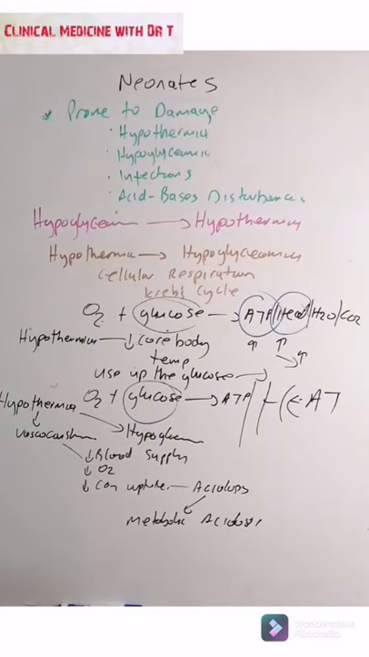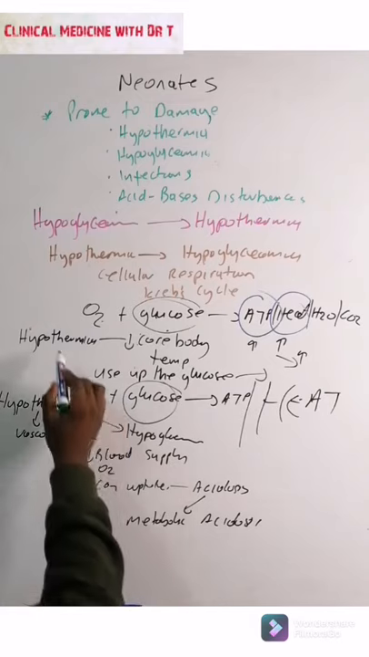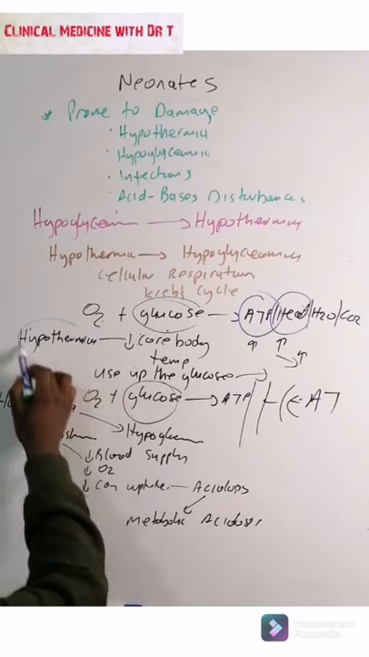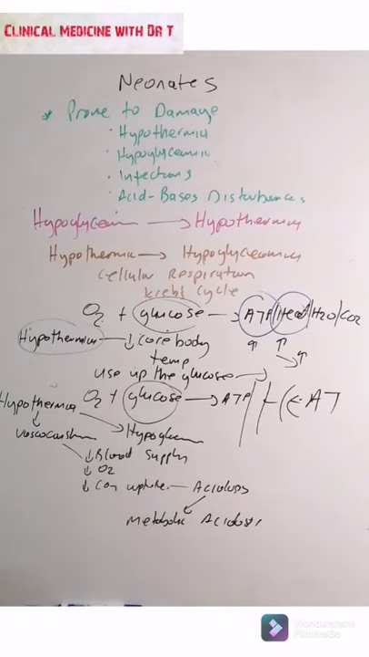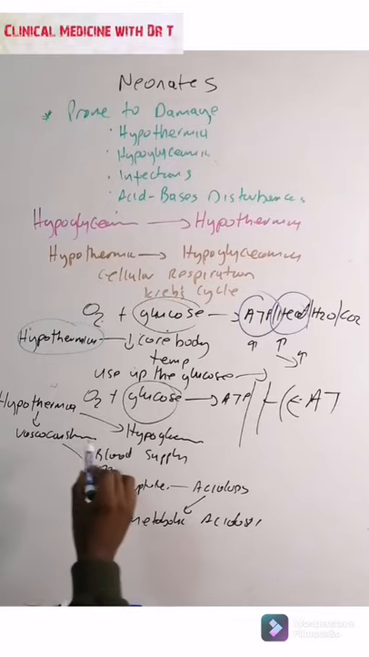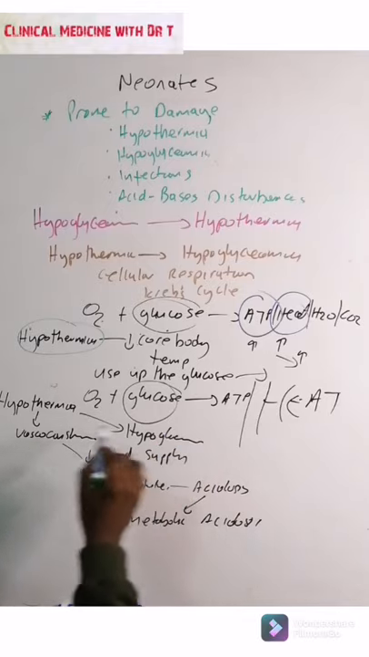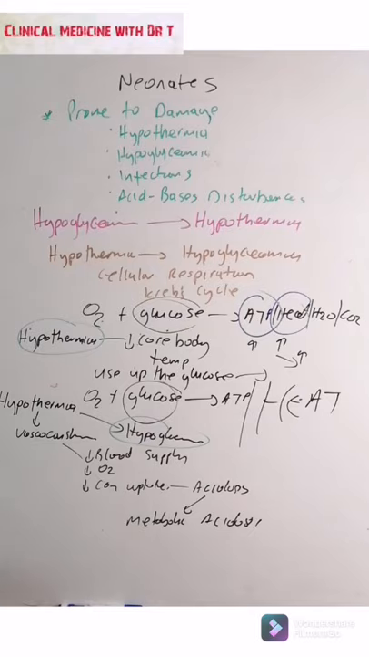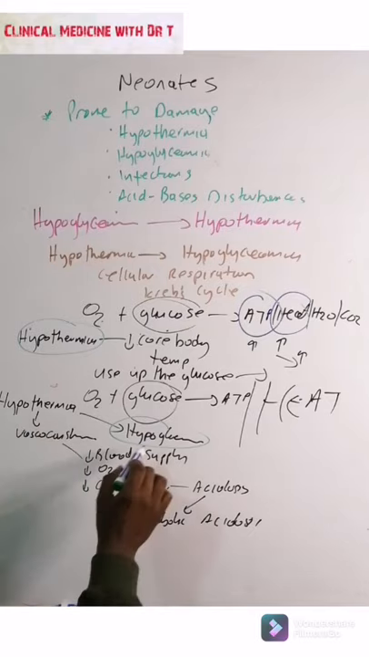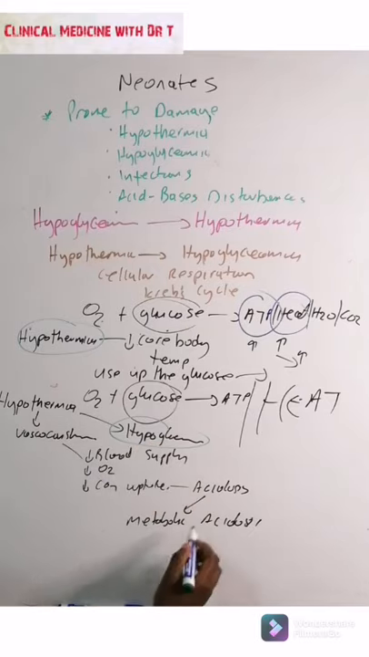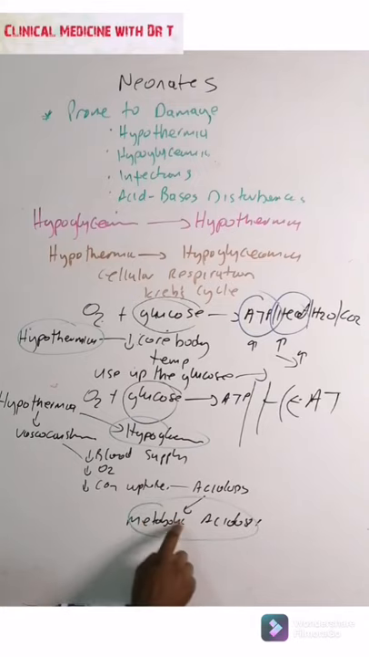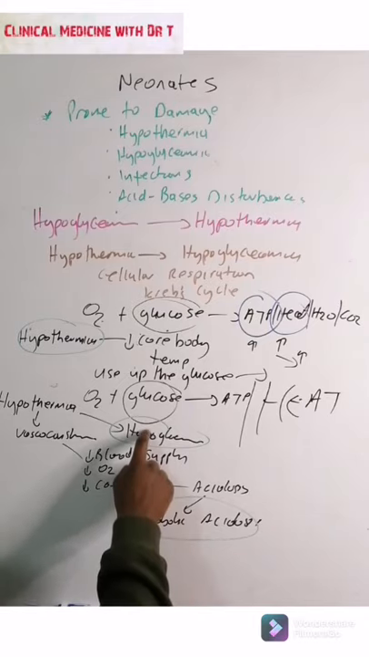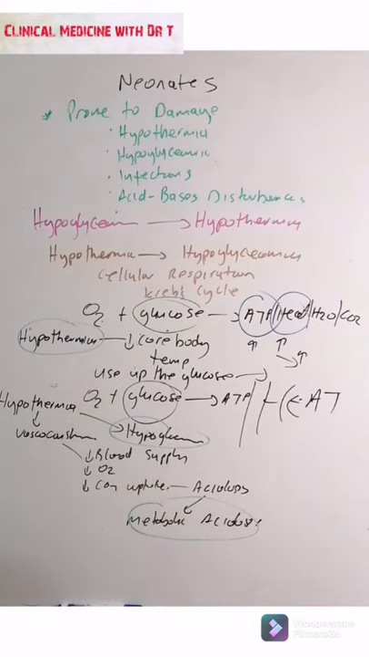So now look at the problems that you are having. You had hypothermia, not corrected, persisted up until you got into hypoglycemia. Your hypothermia didn't only cause hypoglycemia, but it also gave you metabolic acidosis. And this will damage the brain of that baby.